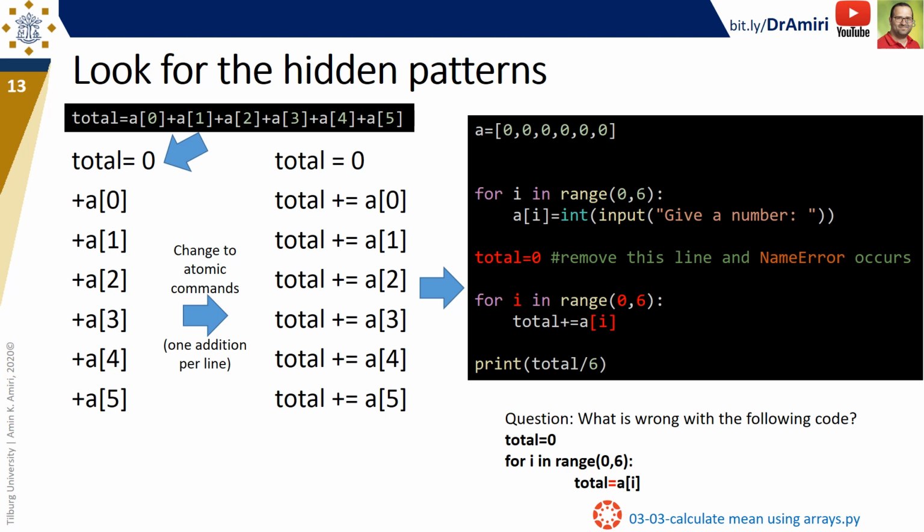Note that if you don't use total equal to 0, it returns a name error. You can figure that out yourself. But there is another issue here too. Some students, rather than using plus equal A I, use equal A I. Note that if that happens, those students will have total equal to A5 at the end. So in total, they don't see the sum of A4, A3, A2, A1, and A0.